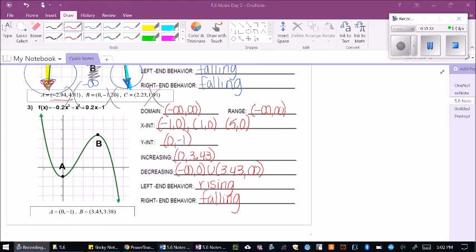Okay, so here are the answers to number 3. So go ahead, check them and check yourself and see how you did and see if you understand how to determine the characteristics of polynomials.